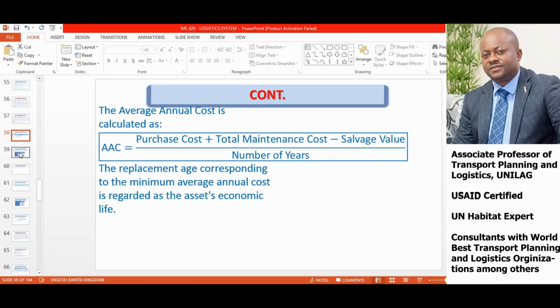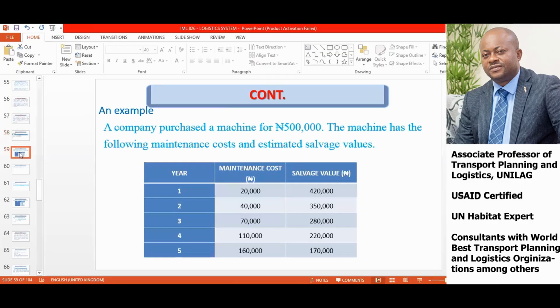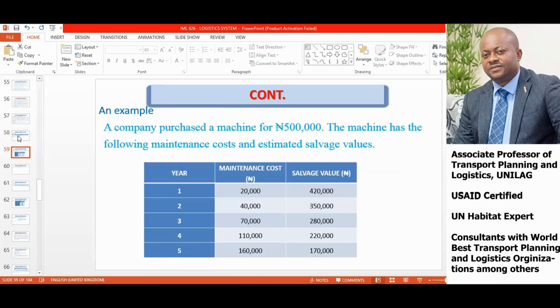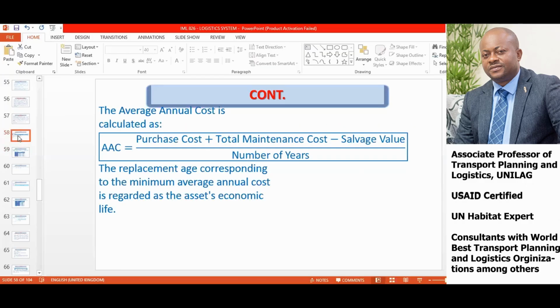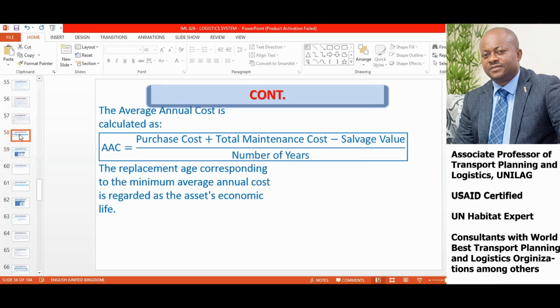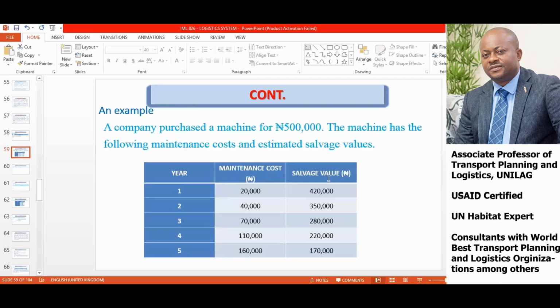Okay. Now, can we quickly have this as our example? What are the information that we need? We need information on purchase costs, okay? Am I correct? Yes, sir. We need information on maintenance costs. Am I correct? Yes, sir. Look at the formula again. We need information on salvage value. Do we have that here? Yes, it's there, salvage value.